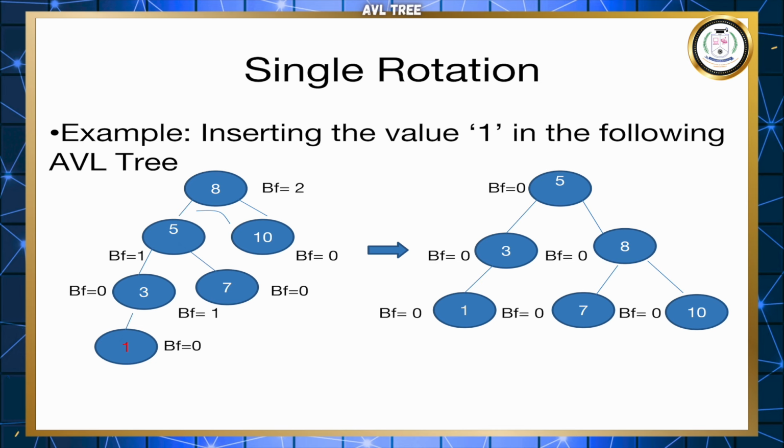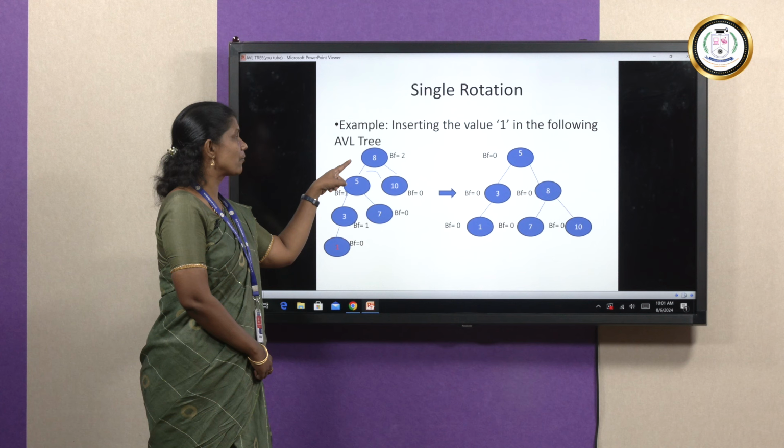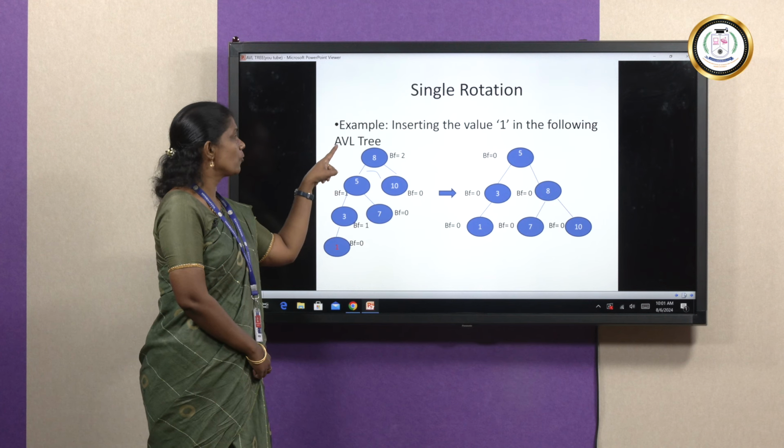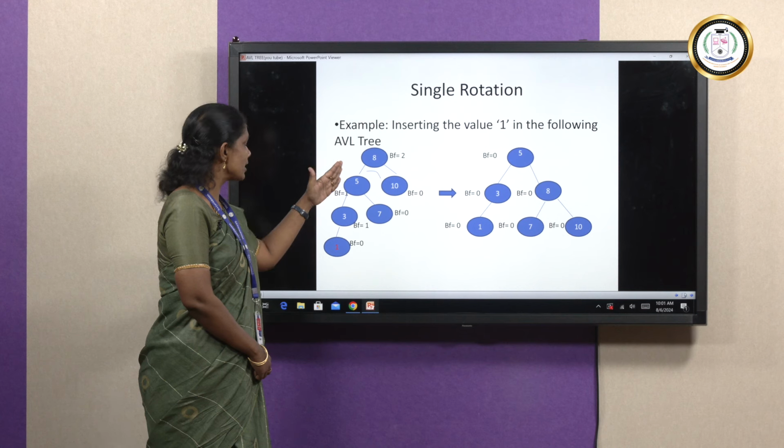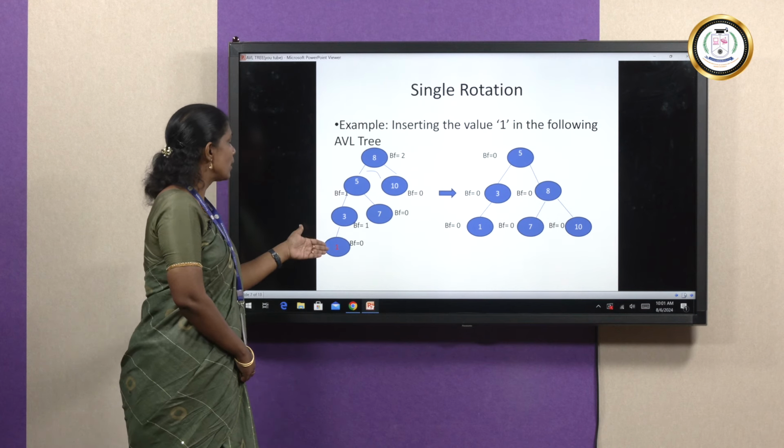So now, in this AVL tree, we are going to insert the element 1. Here we have to check with the root node. The root node is 8. We want to insert the value 1. This value is less than the root node, so we have to insert the value in the left child of the left subtree.